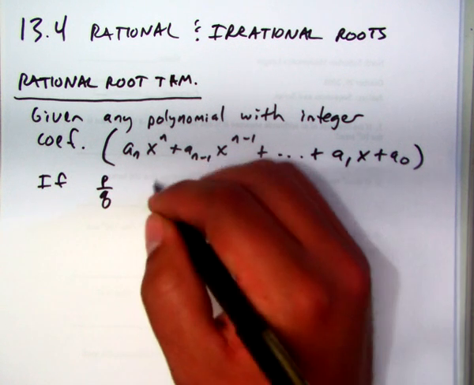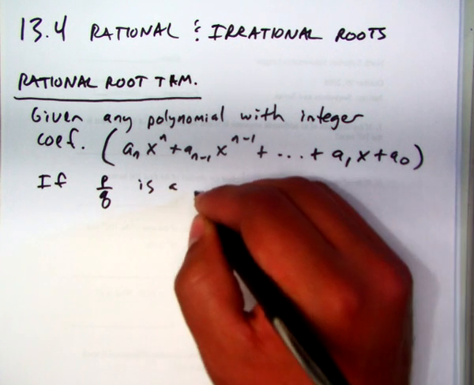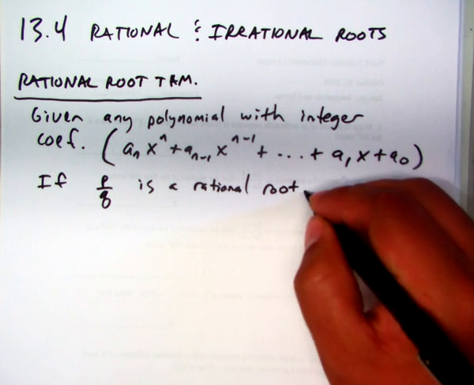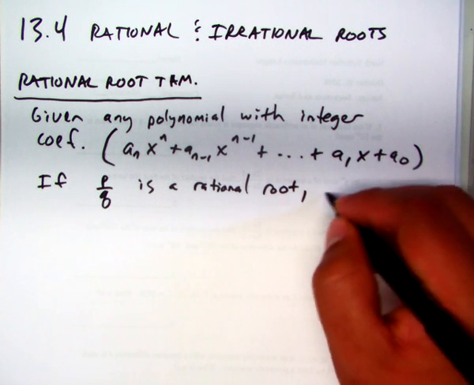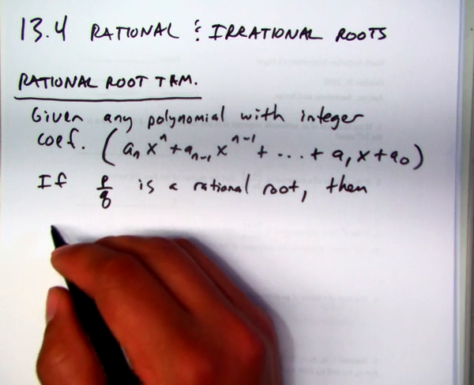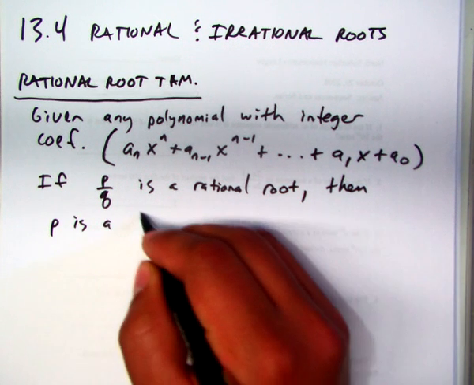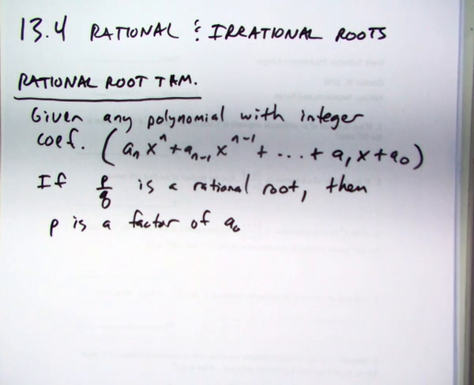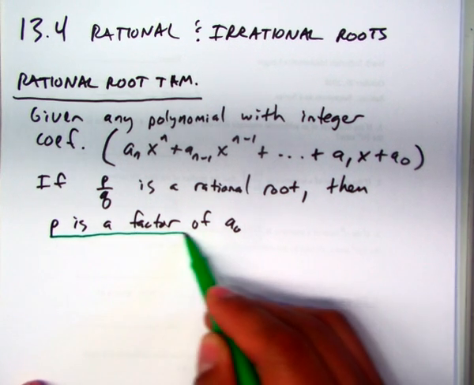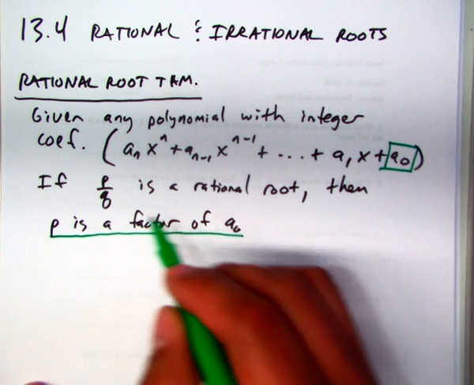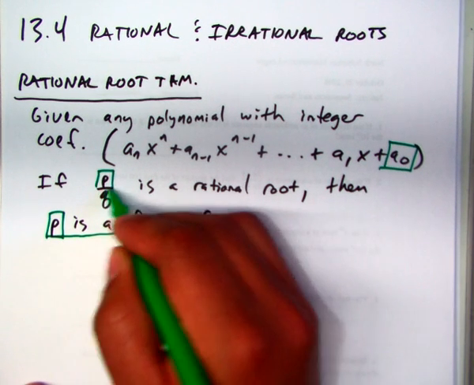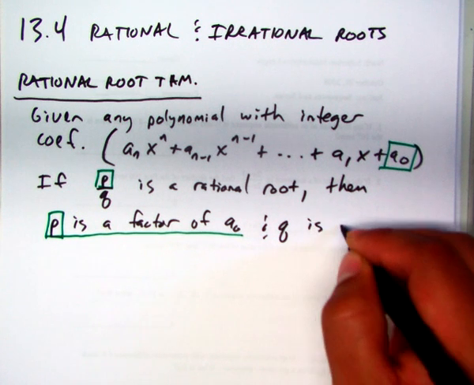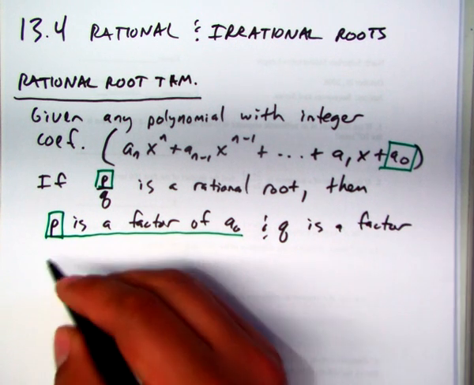Okay, so given any polynomial that meets these conditions, if there are any rational roots, we'll call those p over q. So if p over q is a rational root of this equation, then p is a factor of a sub 0 and q is a factor of a sub n.